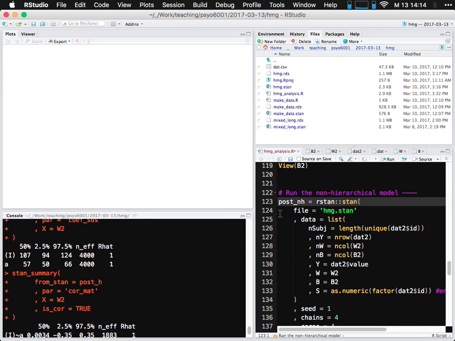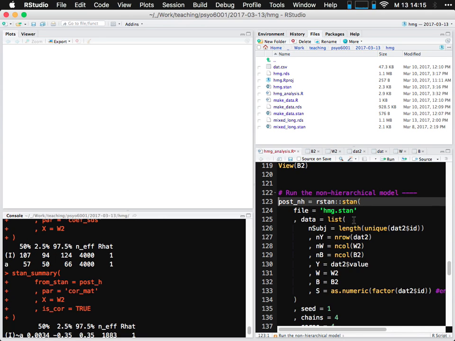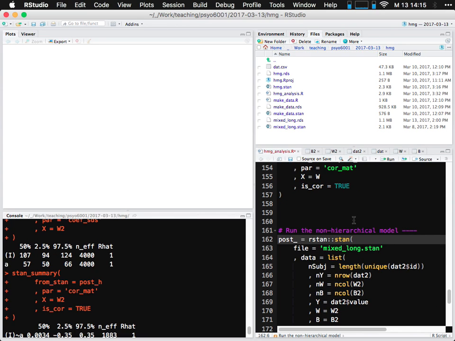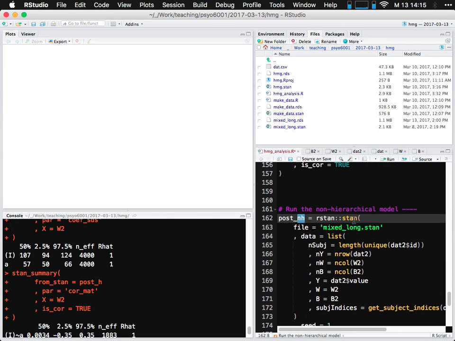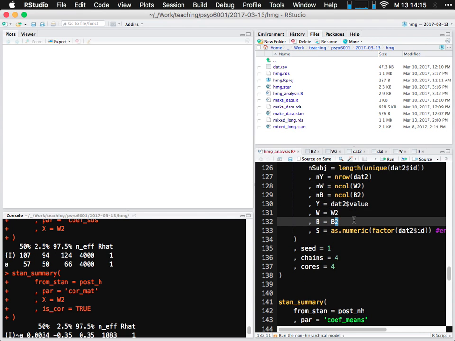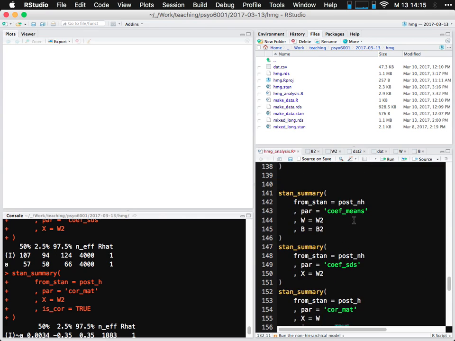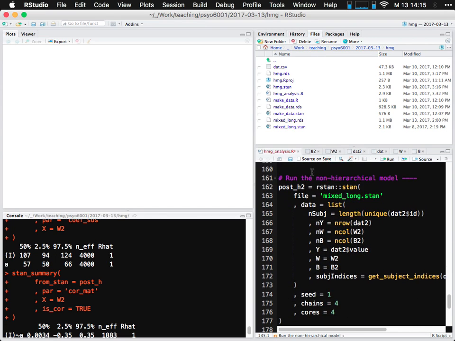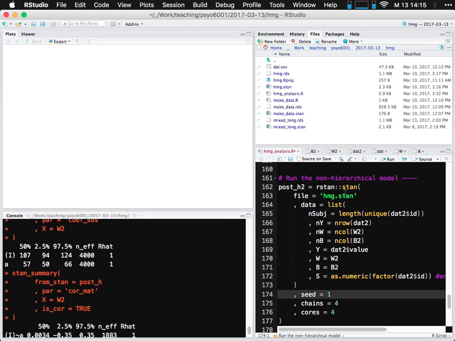Oh, I just overwrote the wrong thing. Copy this and then Control Z, because this was the run the non-hierarchical model, right? So, oh no, it was the right thing. Okay. Okay. This is what I want to change. H2. Okay.